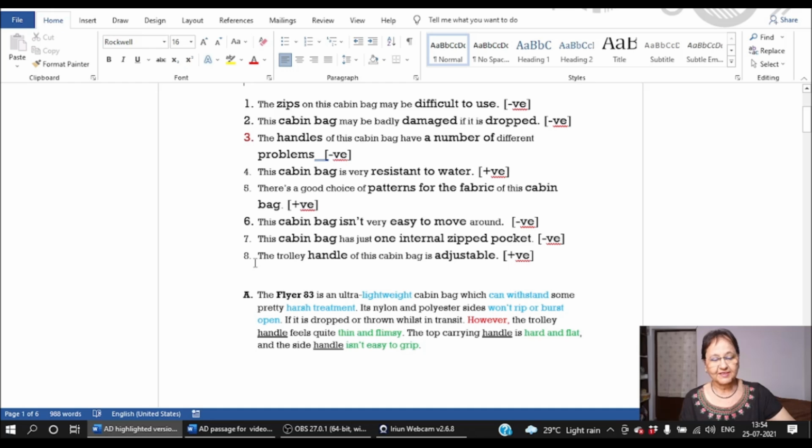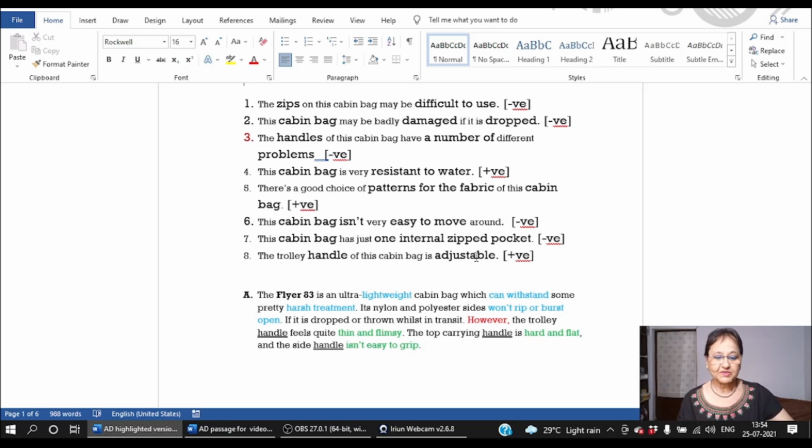Now we go to the 8th one. The trolley handle of this cabin bag is adjustable. Now what is the subject here? Trolley handle. Handle of the trolley. And what about it? Adjustable. So if it is adjustable, definitely it's positive.